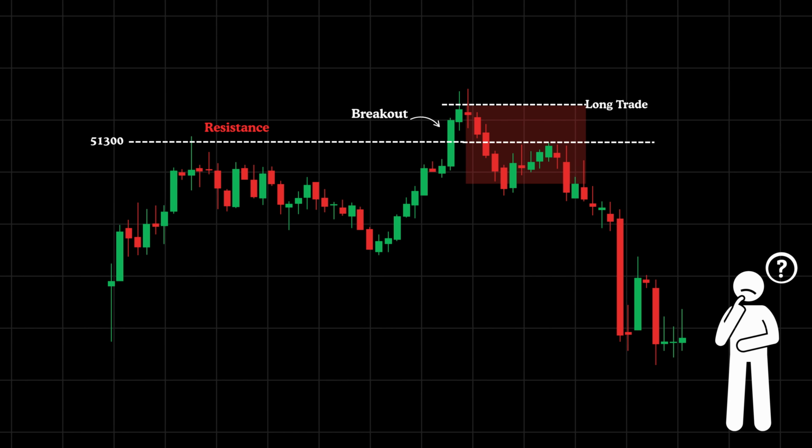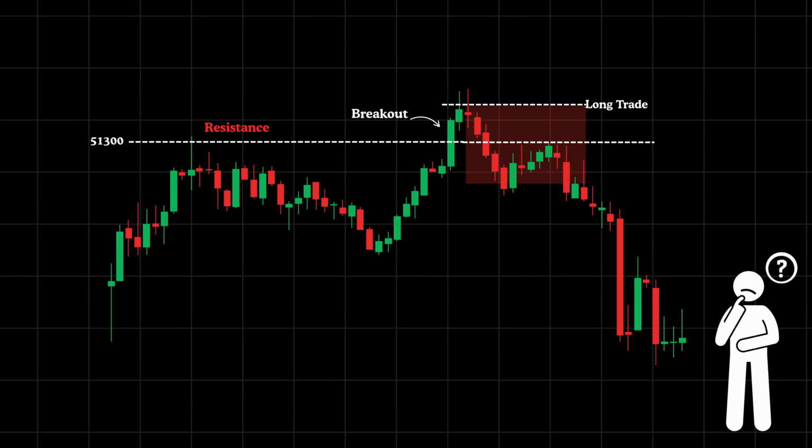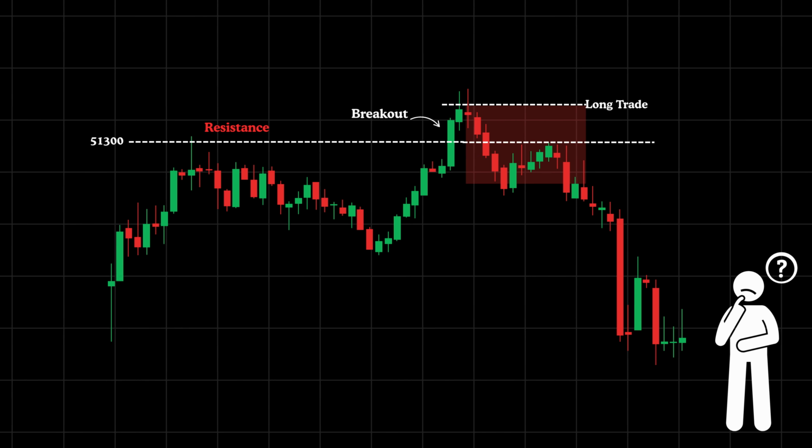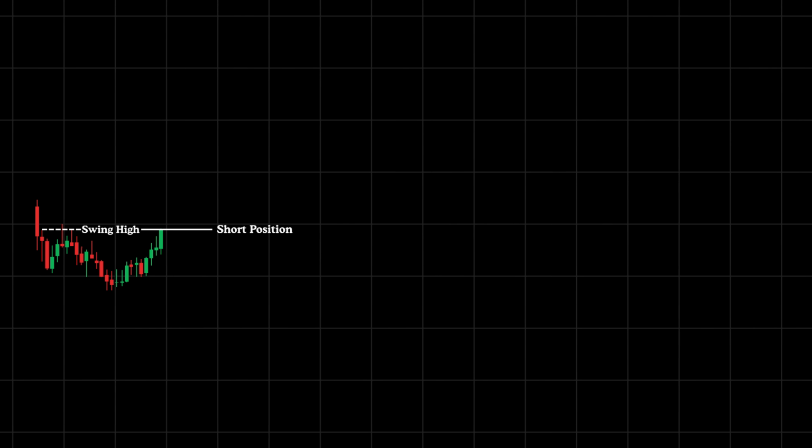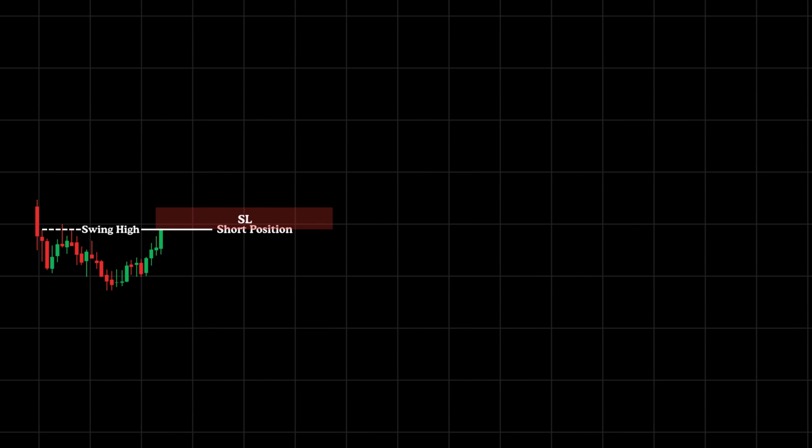But why does this pattern repeat so frequently in the markets? Let's explore the underlying reason behind this behavior. In this scenario, the market initially begins to decline while forming a series of lower lows. As the price approaches the previous swing high region, some retail traders notice bearish price action and decide to open short positions, placing their stop losses around that swing high.